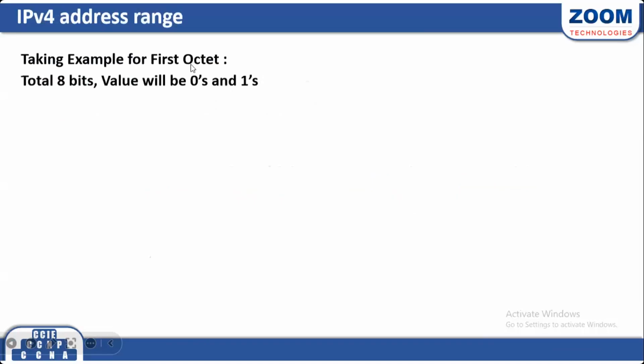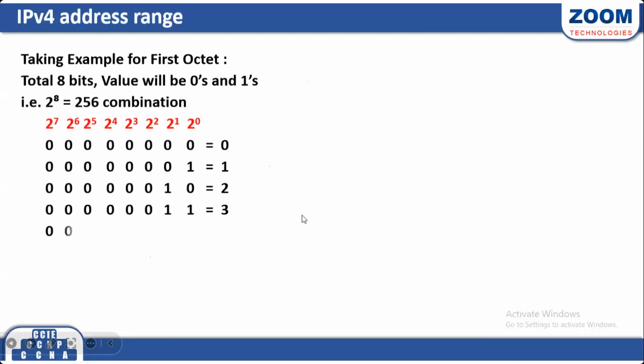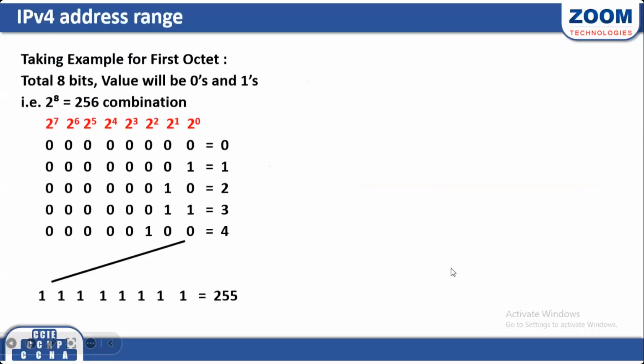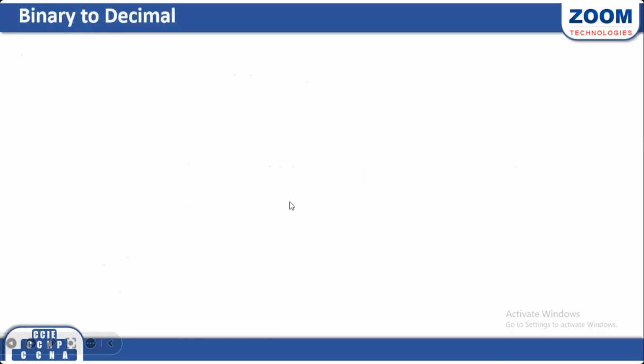So taking an example for any octet, first, second, like this, in each octet there are 8 bits, and it can be any possible combination of 8 bits. So you will get a total of 256 combinations, and these 256 combinations mean 0 to 255. So that's why we have this range for IPv4, the total IP addresses, and these are classified into 5 classes. So that's why there is classification in IPv4.